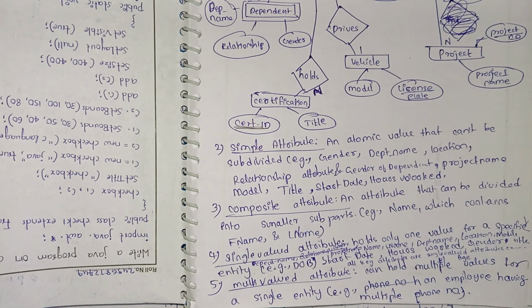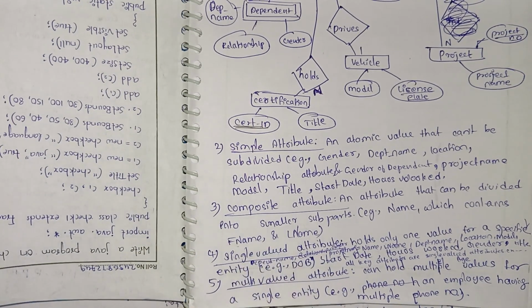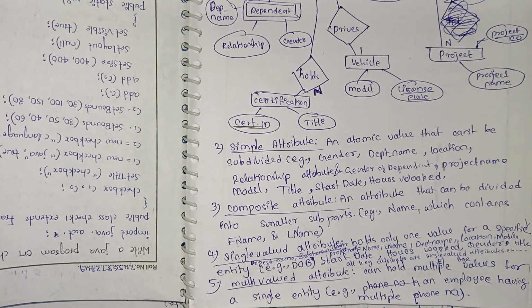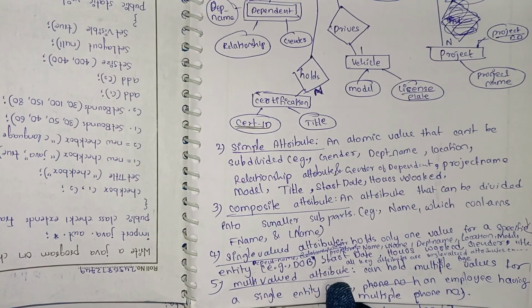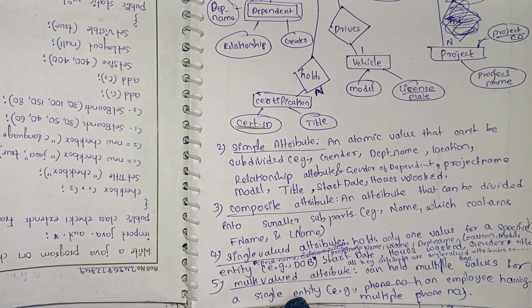title, all these are single valued attributes in this particular ER diagram. Okay, for different ER diagrams, the single valued attributes and all the key attribute values change. Okay, a multi-valued attribute can hold multiple values for a single entity.